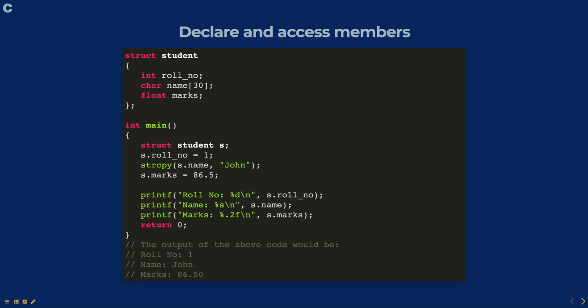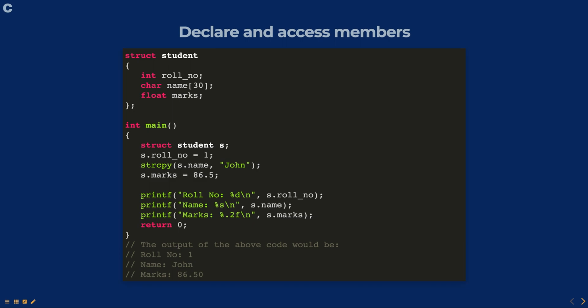Accessing members of a structure or union is done using the dot operator. The dot operator is used to access the members of a structure or union variable by specifying the name of the variable followed by a dot and the name of the member.